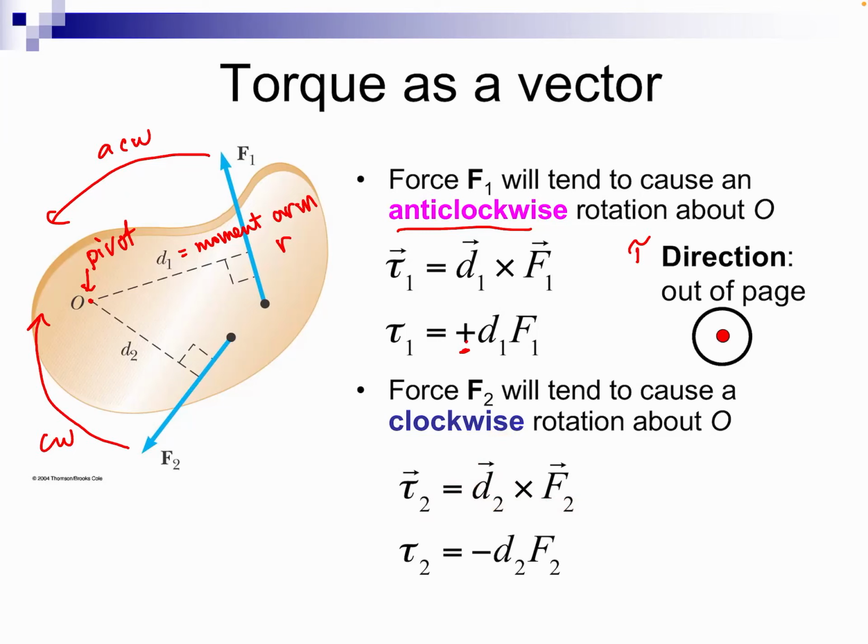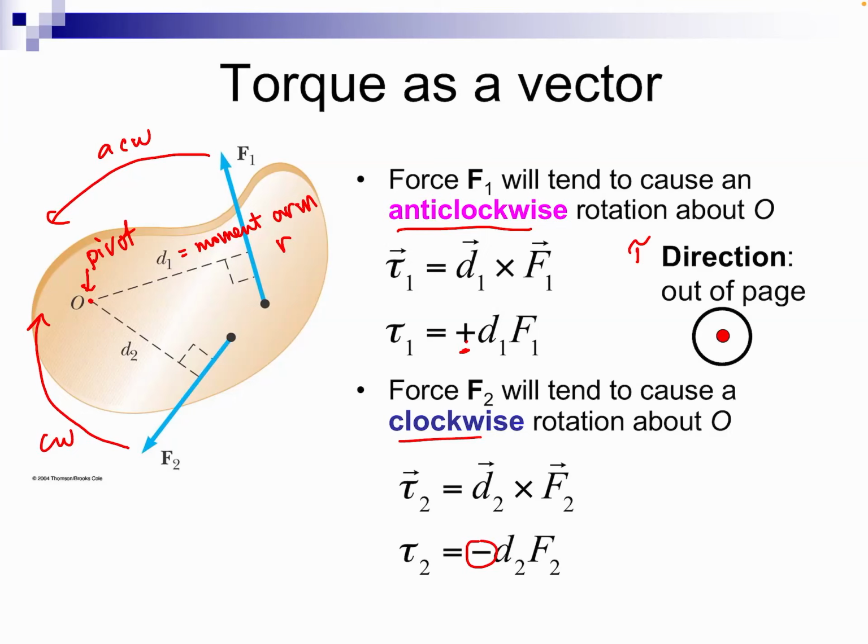In this case, again, we're looking at the special case because we are able to find the moment arm, which is perpendicular to the force and passing through the pivot. So the cross product reduces to the multiplication between the moment arm D2 and the force F2. The force will tend to rotate the object in the clockwise direction, and therefore you have a negative torque.